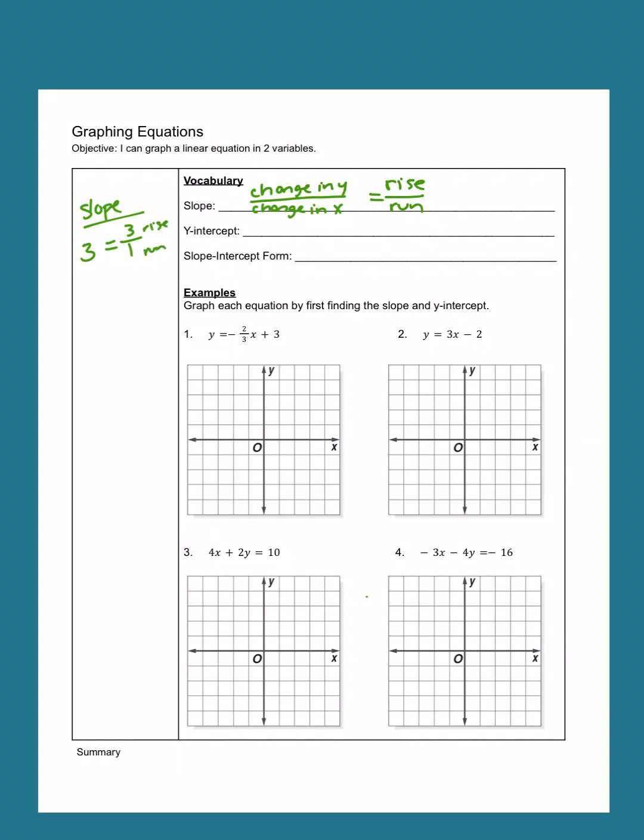And if the numbers are negative, that's when we would go our negative directions. So instead of rising, we'd go down if it were negative. And if it's a negative on the bottom, we would go left instead of right.